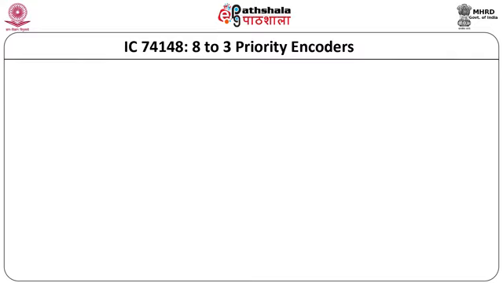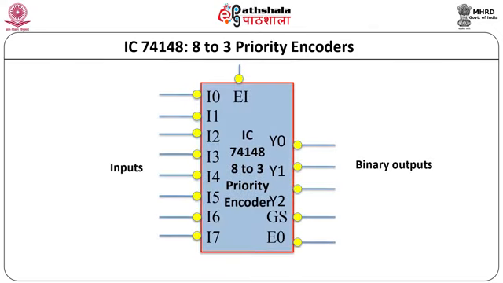IC 74148 is commercially available in the form of an 8 to 3 line priority encoder. In addition to the 8 inputs and 3 outputs, it also has enable input and enable output along with group select. Kindly note that all the IO lines are active low. Similarly, IC 74147 is a decimal to BCD priority encoder with all active low IO lines.